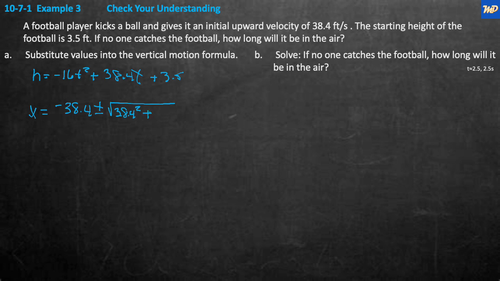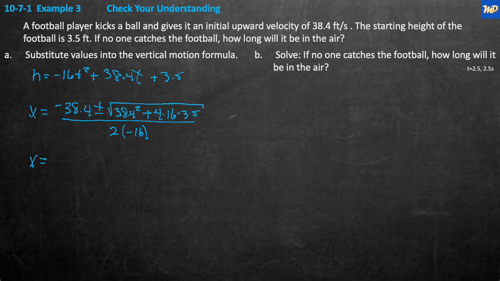So it's positive 4 times 16, I got rid of that negative right there, and times 3.5. I got rid of the negative when I multiplied it right here, for this plus sign here. And so that's that, and then that is all over something. It's all over, it's a long one, 2 times negative 16.